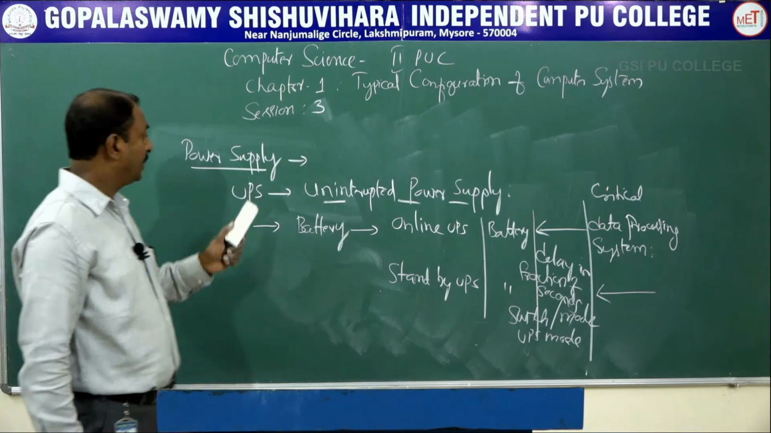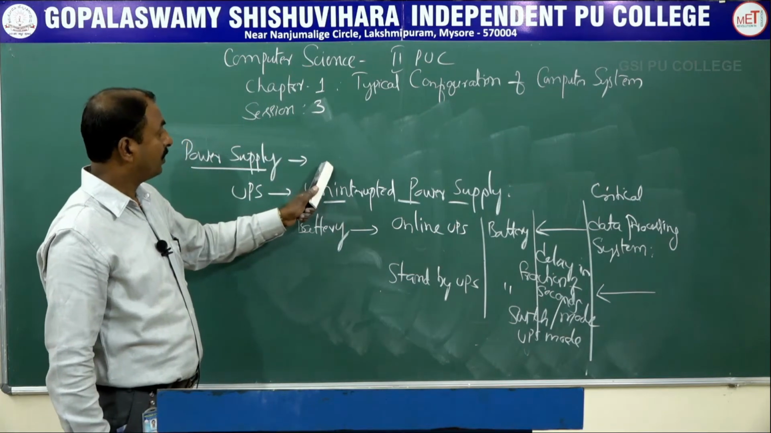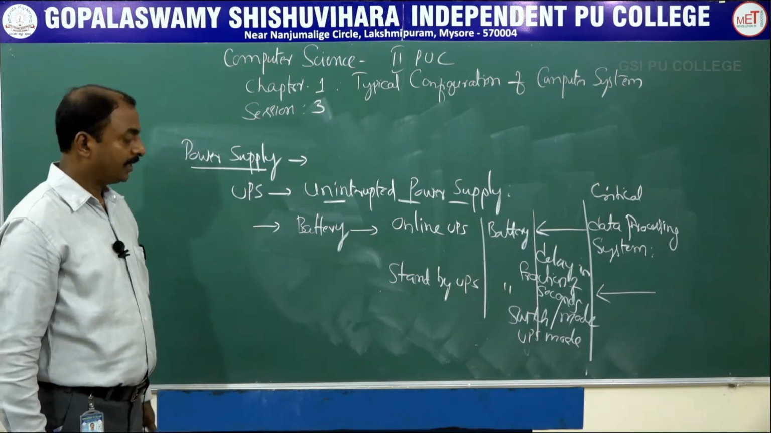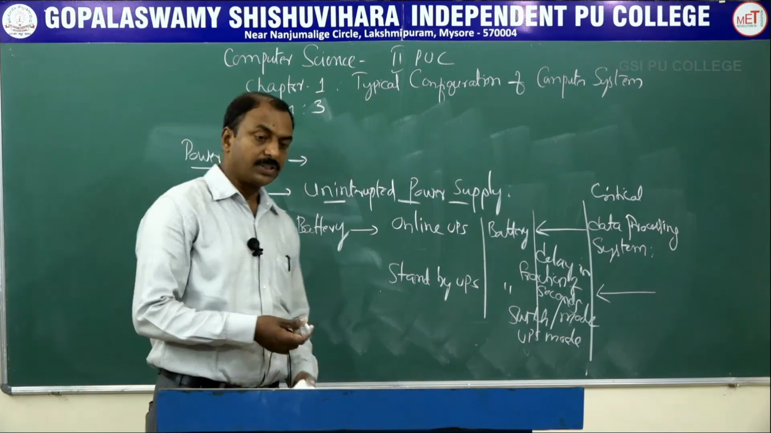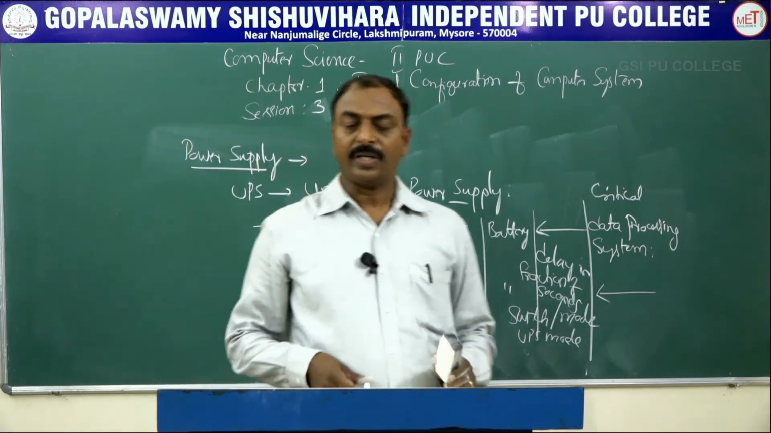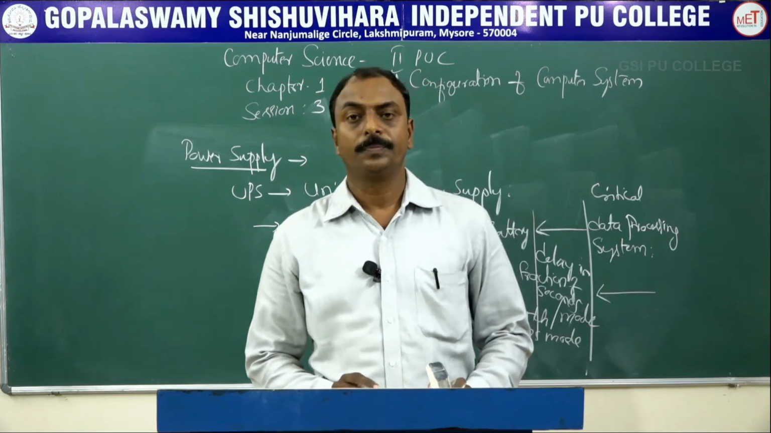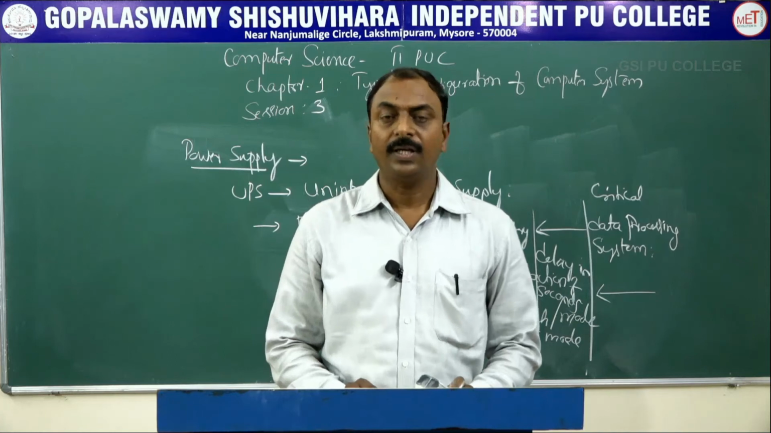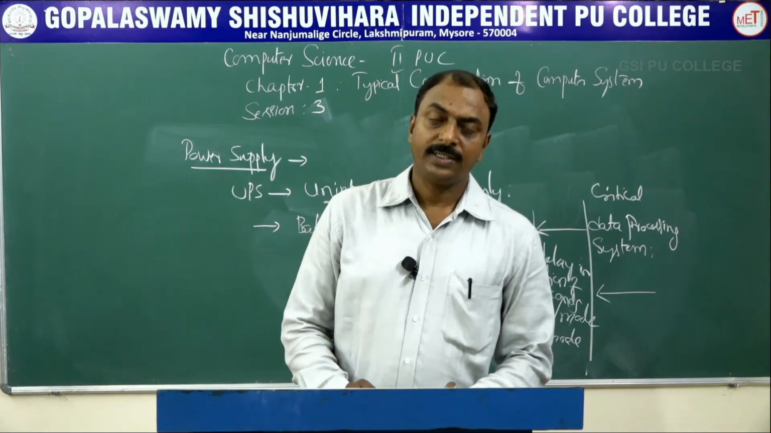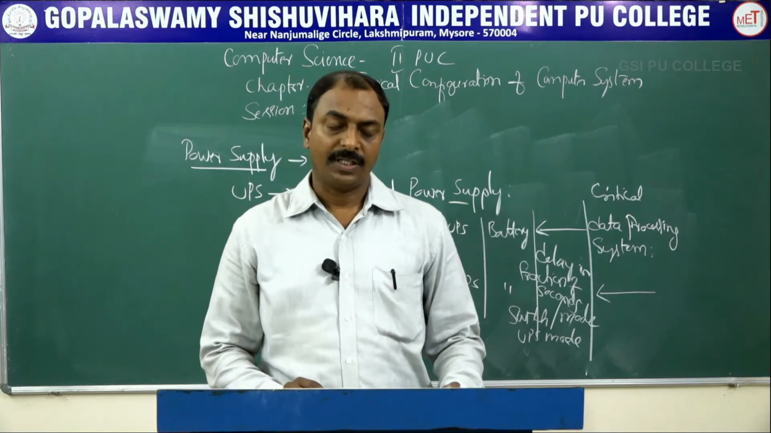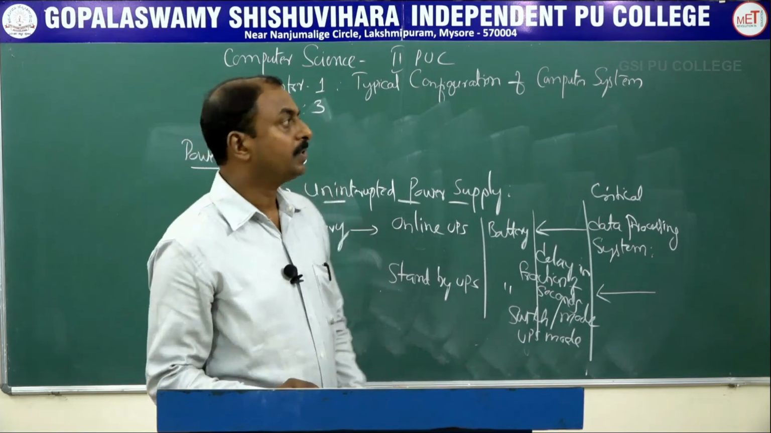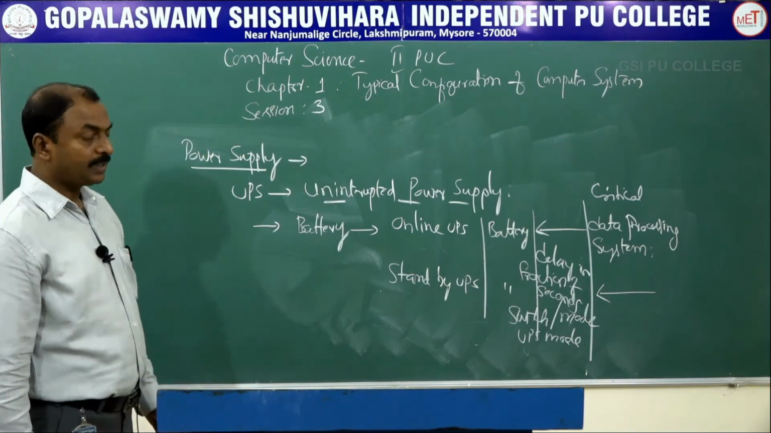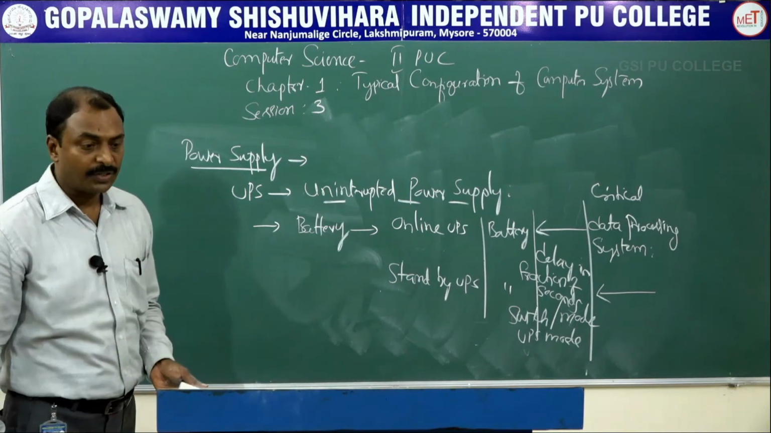Just to repeat, there are two types of power supply. One is SMPS, the second one is UPS. SMPS provides supply to the computer system as long as the electricity is available. And UPS provides continuous power supply without any interruption. That's why it's called UPS, uninterrupted power supply. So it is advisable for every computer user to make use of UPS or power supply effectively.